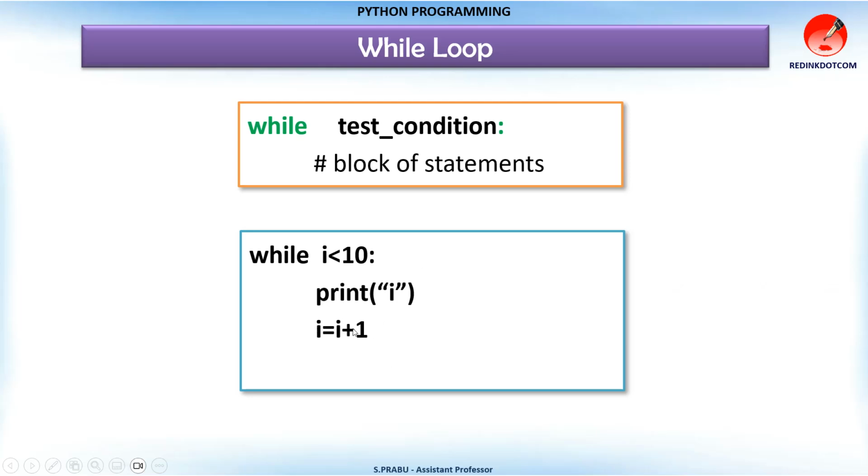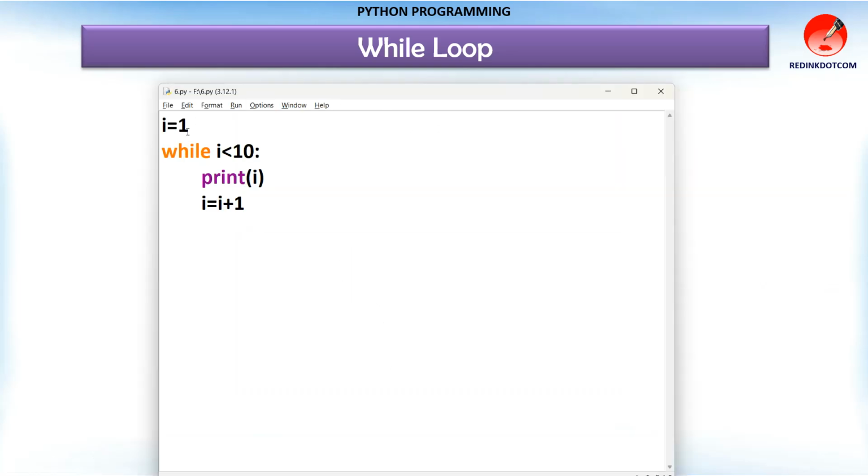Let's check one example program. Here the i value is 1, so this condition is true, so this statement is going to execute. So 1 is printed first, then the i value is incremented to 2, and the condition is checked a second time. This time also the condition is true, so the 2 value is printed here. In this way, the while block is repeated. At one stage, the i value becomes 10. So the 10 less than 10 condition is false. At this stage, the program comes to an end.